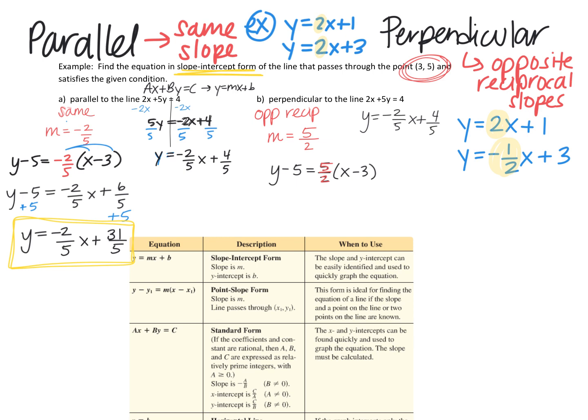Can you please distribute and solve and get it into y equals mx plus b, because remember we want slope-intercept form. See if you can do it. Your calculator is your friend. It does most of the work for you unless you want to do fractions in your head, which is fine too.